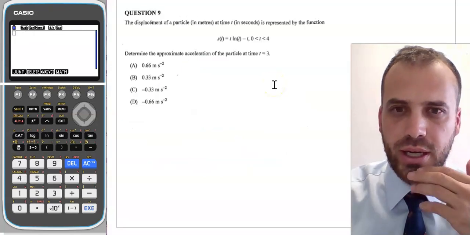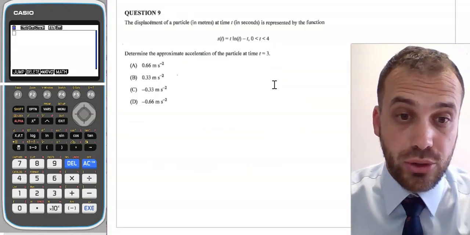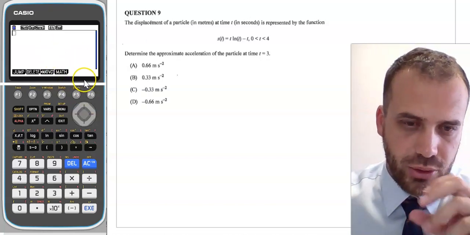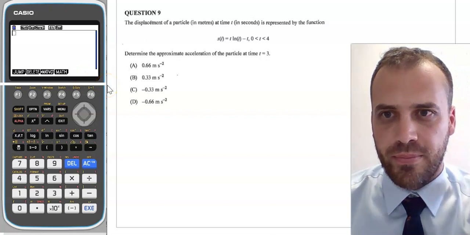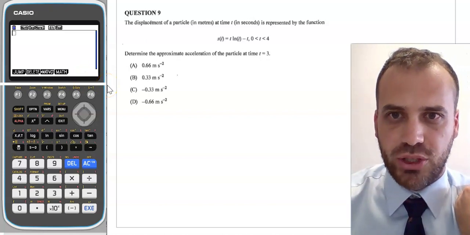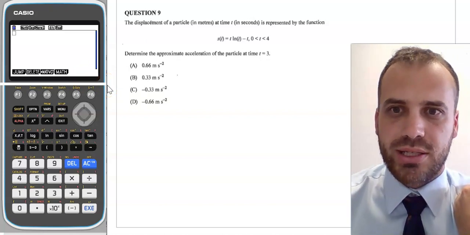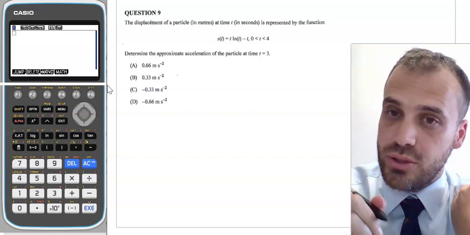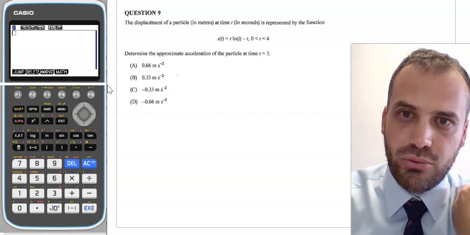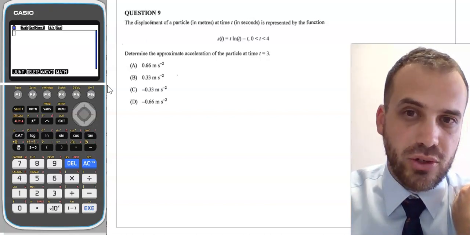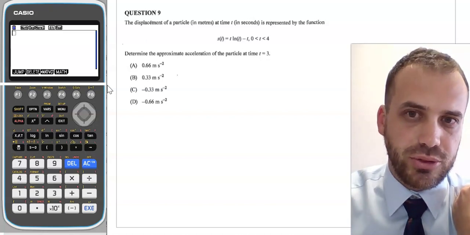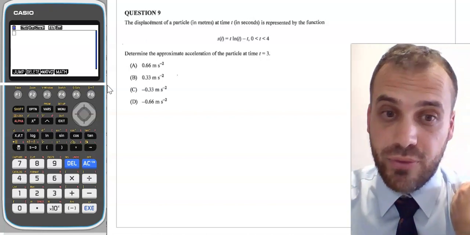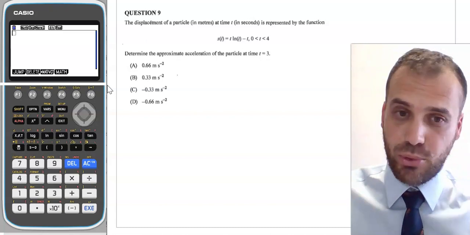Question 9. Now question 9 is an absolute nightmare if you don't fully use your calculator. Your calculator is your best friend here. What we have is a displacement function, and we're being asked what's the acceleration at this particular time. So if you didn't use your calculator, you would have to find the derivative of this. And to find the derivative of that, you're doing some kind of product rule. And then once you've got the derivative of that, you'll have to do the derivative of that. And that's probably going to have another product rule in it.